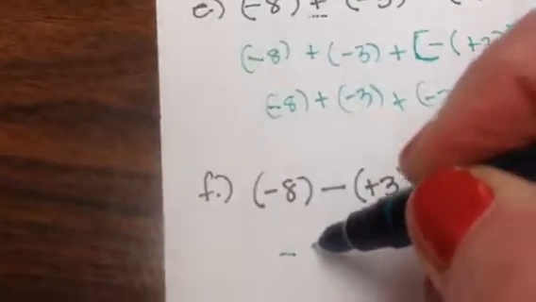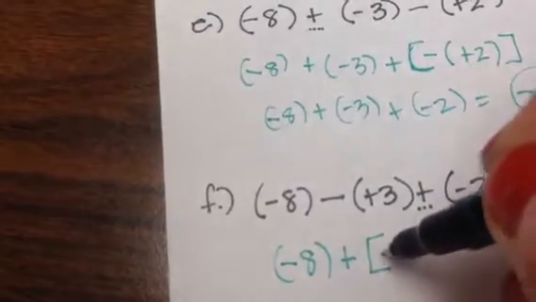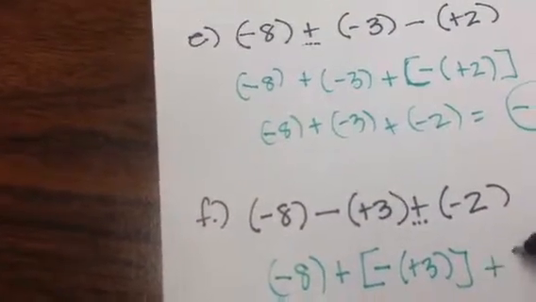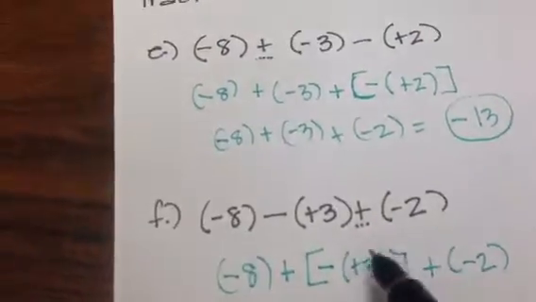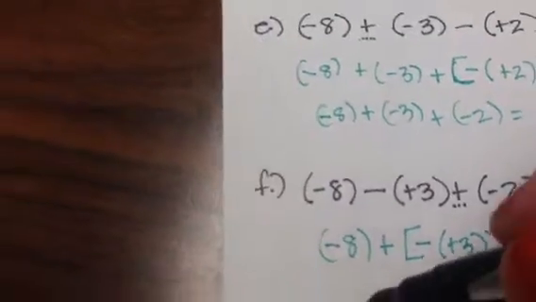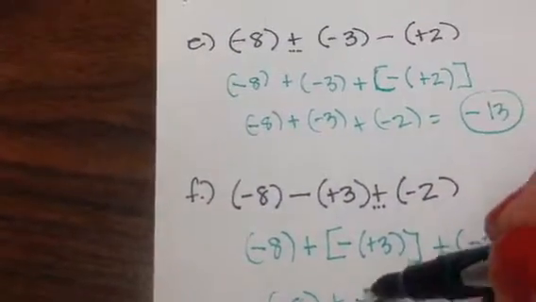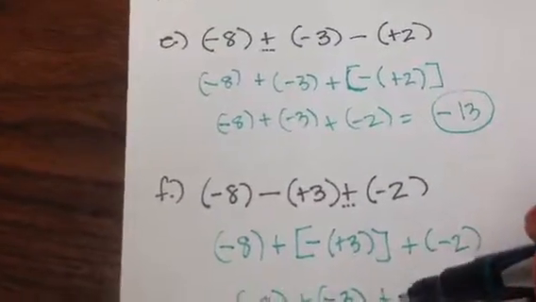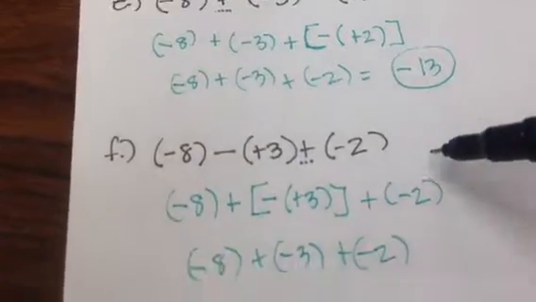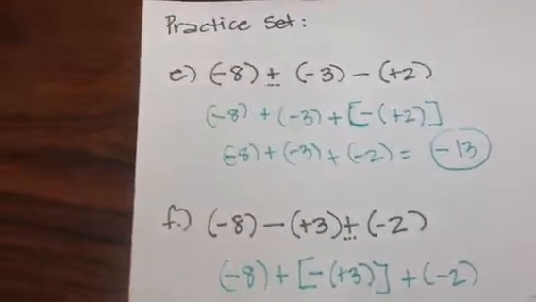So I'm going to rewrite it, my algebraic addition. We have negative 8 plus, I'm going to put it in brackets, the opposite of positive 3, plus negative 2. So what's the opposite of positive 3? Negative 3. All right, so we got negative 8 plus negative 3 plus negative 2. Oh my goodness, this looks just like that one. Yes, it is. So it's going to equal negative 13.